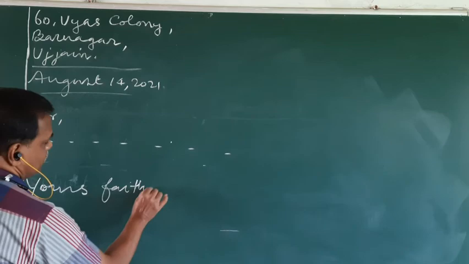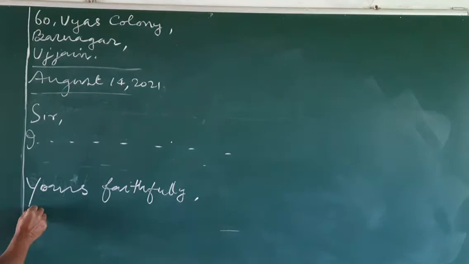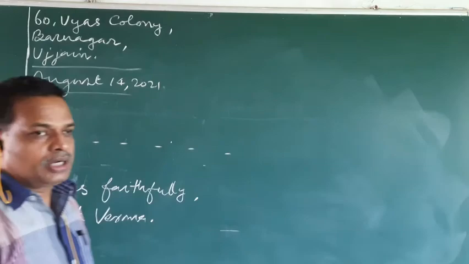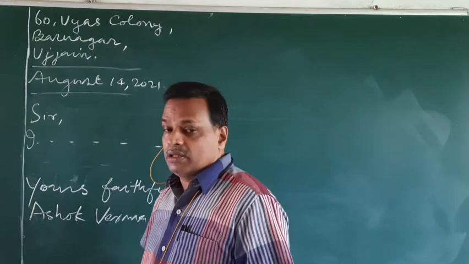Then comma. Then write your name in full. If you are called Ashok, then Ashok Verma. Your name should be written with your surname. But in an informal letter you write only your name, so you will not mention your surname. But here you should write your name in full.